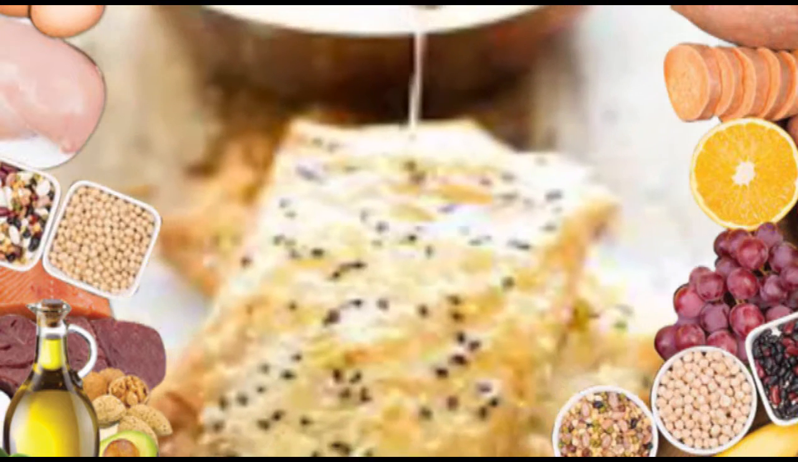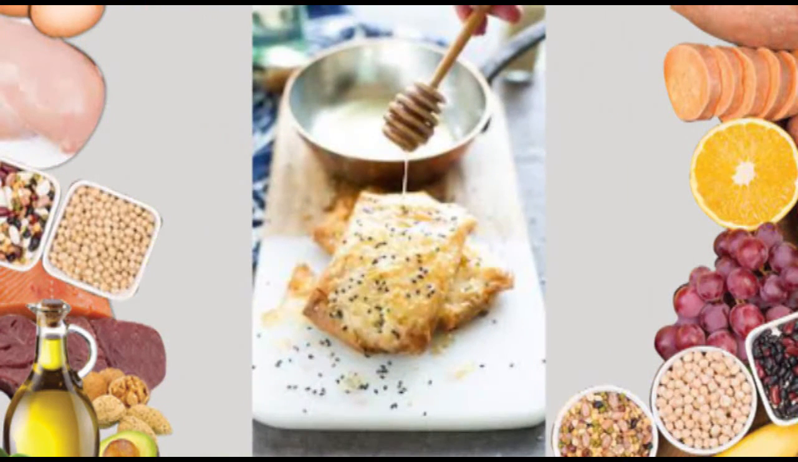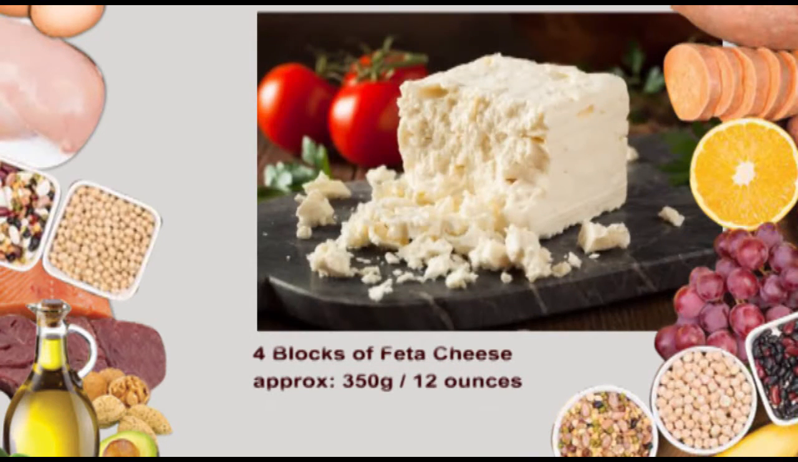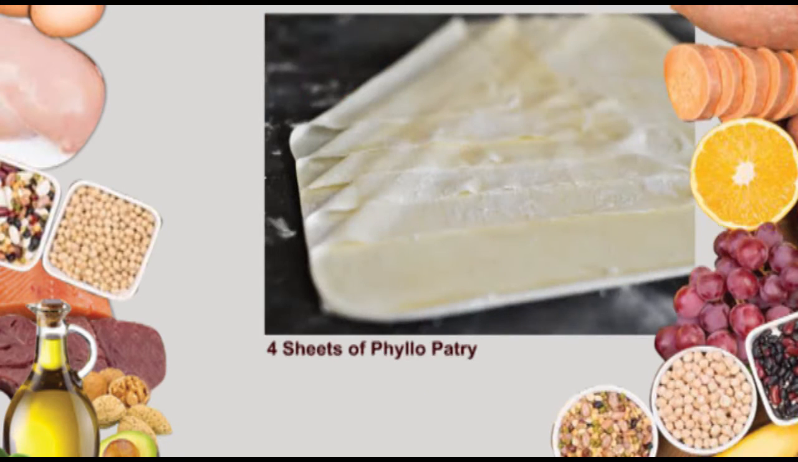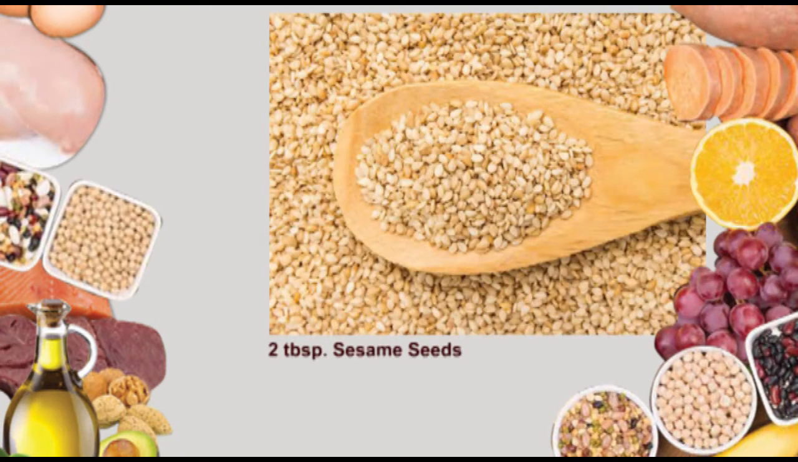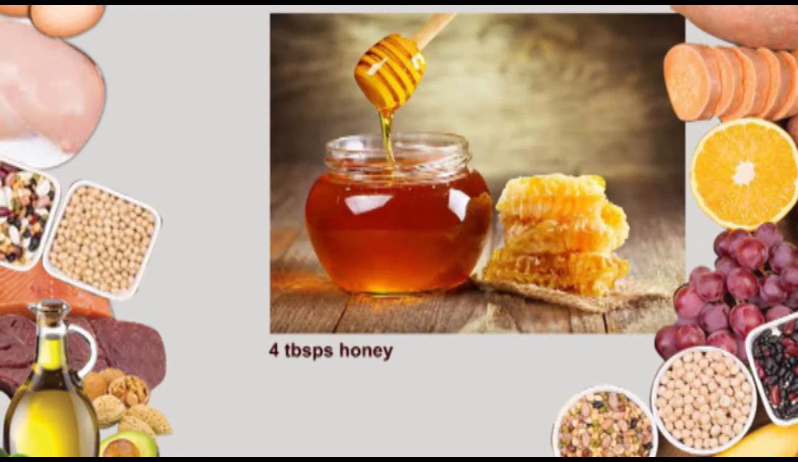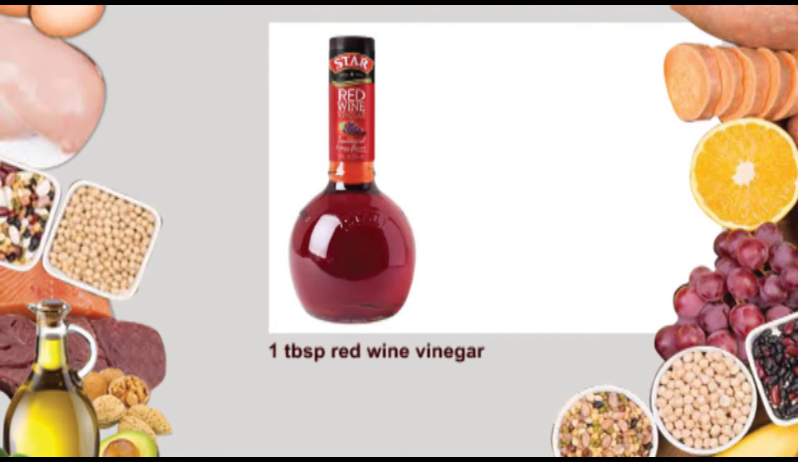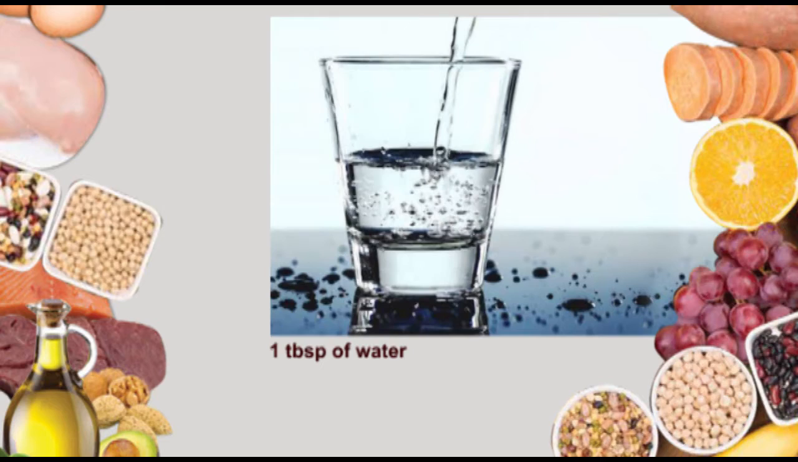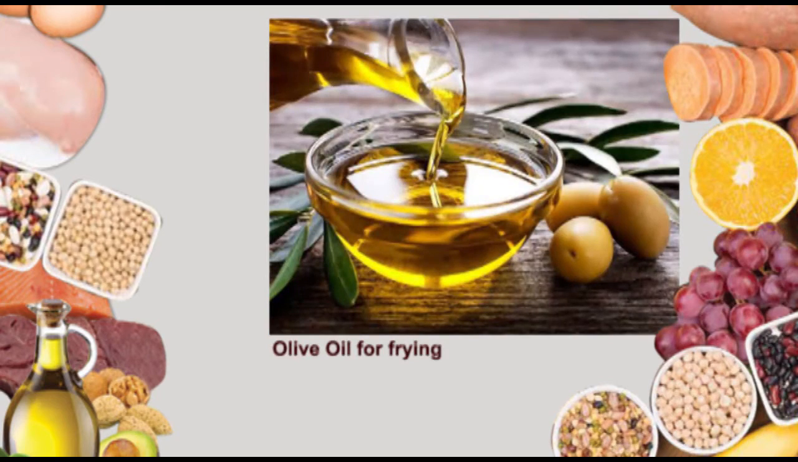The optimum balance between salty feta and sweet honey creates a mesmerizing taste. For its ingredients, it includes 4 blocks of feta cheese, approximately 350 grams or 12 ounces, 4 sheets of phyllo pastry, 2 tablespoons of sesame seed, 4 tablespoons of honey, 1 tablespoon of red wine vinegar, 1 tablespoon of water, and olive oil for frying.